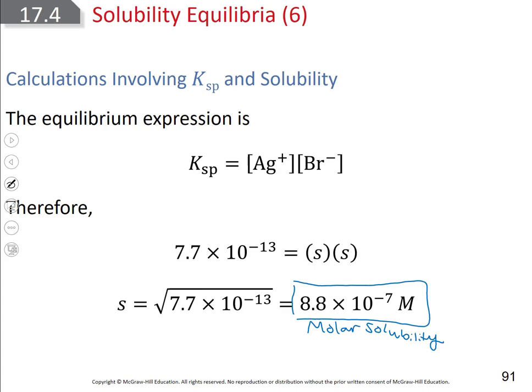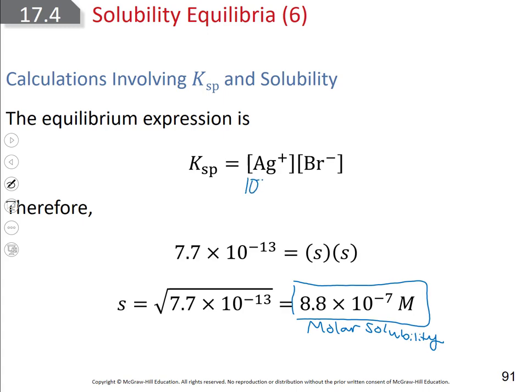So let's go ahead and convert that to a normal solubility in grams per liter just to see how it's done. So we multiply by the molar mass. How are we going to determine the molar mass? How do we find the molar mass of silver bromide? Look at the periodic table.